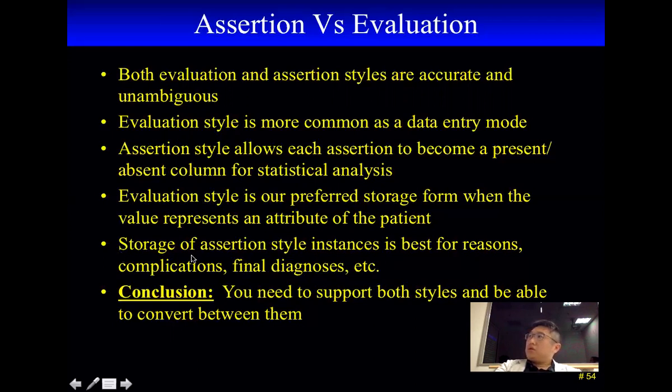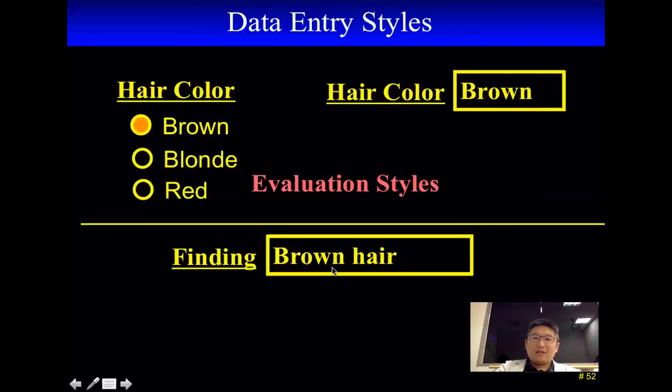And here, for storage, the assertion style is best for reason, complication, and final diagnosis. Do you know the reason? Because the choices for reason, complication, and final diagnosis are just too many. This one is unambiguous and quick, but think about the diagnoses for a patient, they could get 1,000 diagnoses. You cannot create all of these.